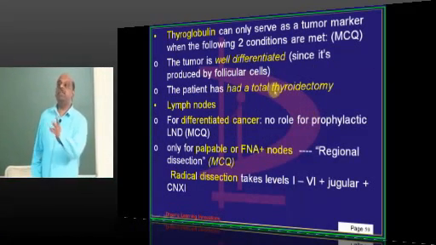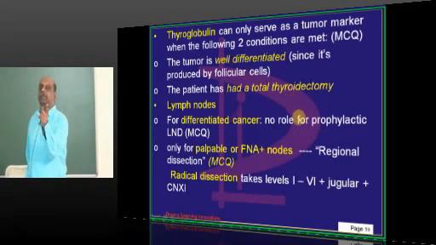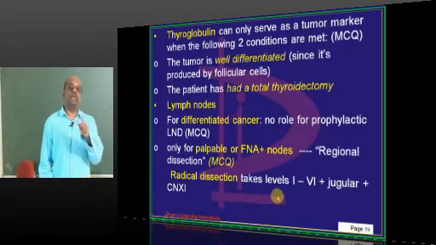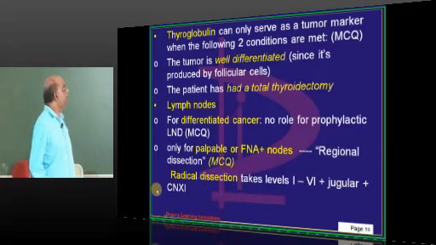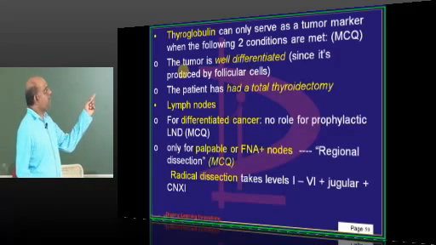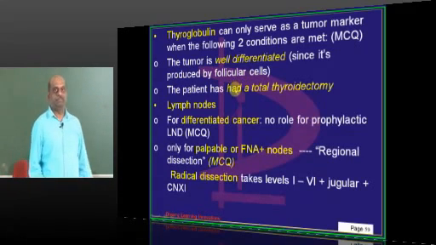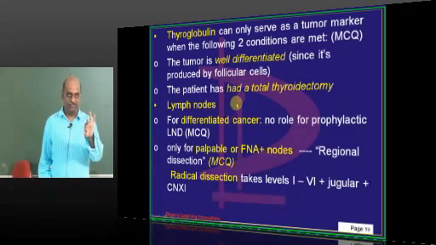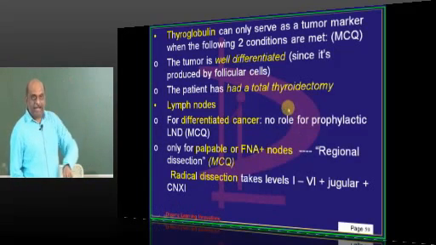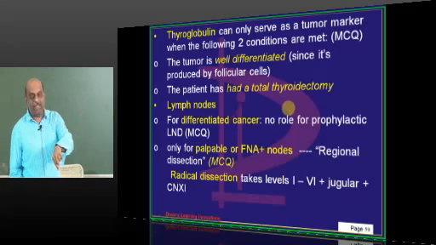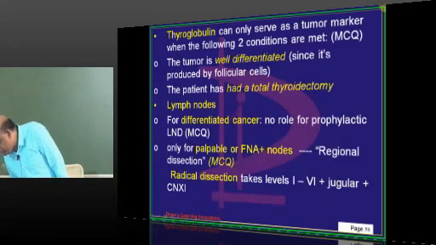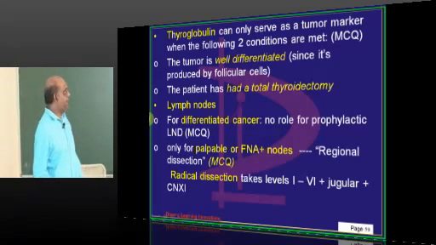Then what are the situations where thyroglobulin can act as a marker to discover the presence of recurrence? Only 2 scenarios. The tumor is well differentiated, papillary or follicular. And the patient has had total thyroidectomy. Only after total thyroidectomy can thyroglobulin act as a way to discover the recurrence.